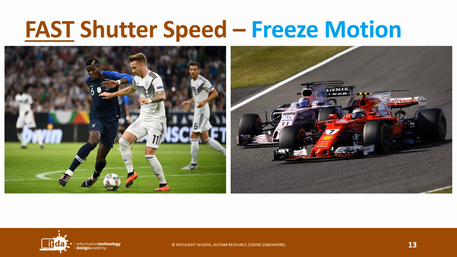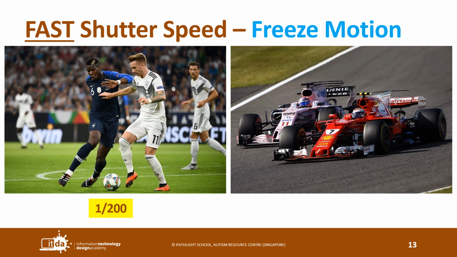Okay, so with fast shutter speed, you can take photos of very fast moving objects and you can sort of freeze them, make it look as if they are frozen in time. Okay, so if you look at the left side, these are people playing soccer. They are moving and running very fast. So in order for us to capture this freeze shot, we need a shutter speed of about 1/200.